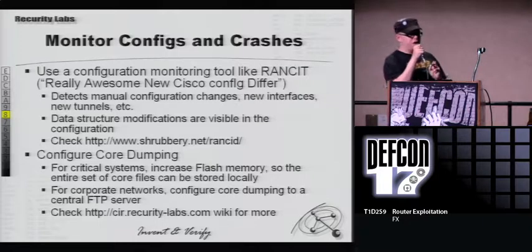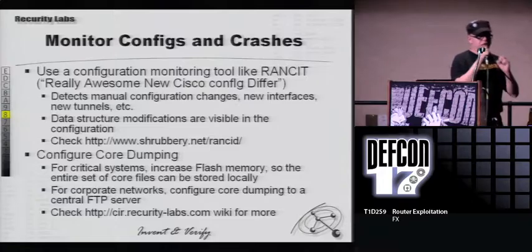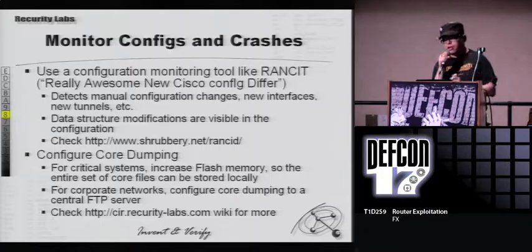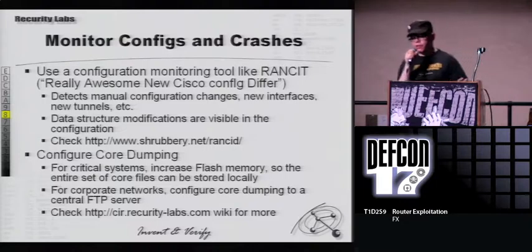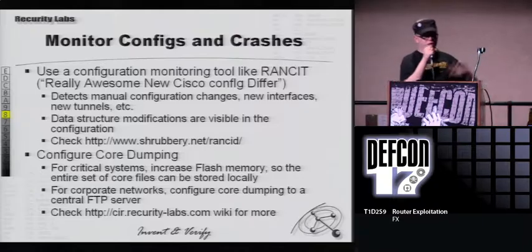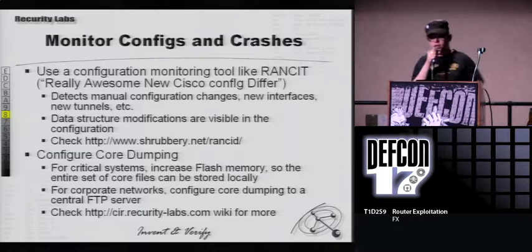And configure core dumping. Core dumping is the only way you can ever find out if someone owned your router or not. If you didn't configure it beforehand, it didn't happen. You have no evidence whatsoever. So just place the FTP server somewhere and tell all your Ciscos to dump core when they crash. This also helps harassing Cisco to fix the bug if it's not a security issue.